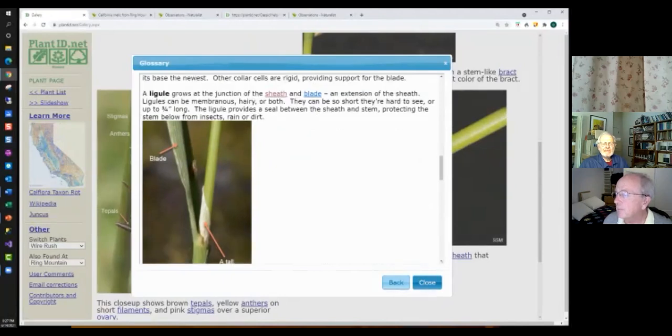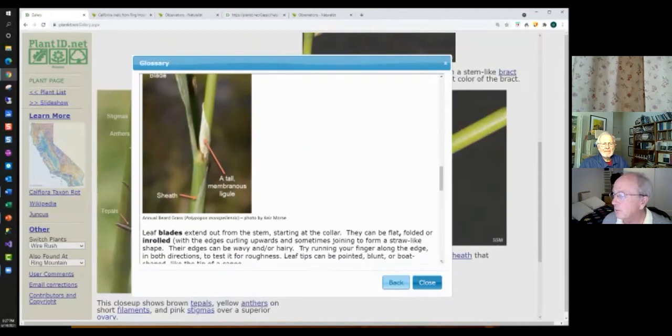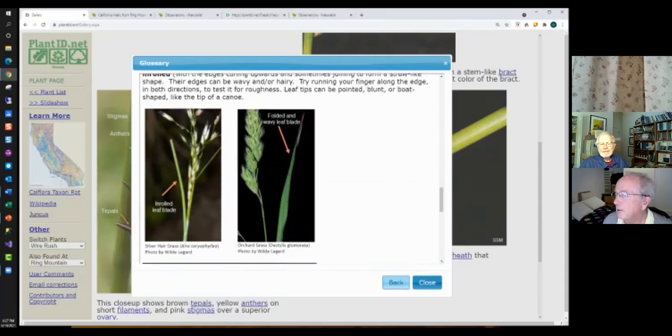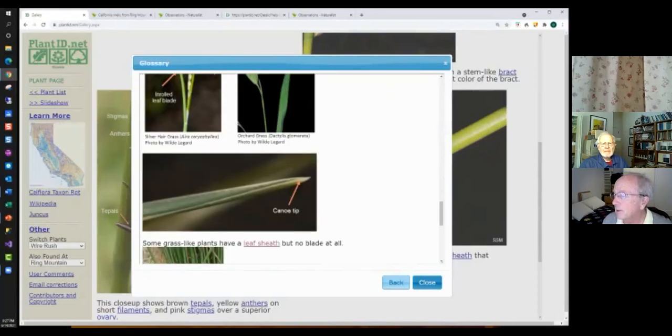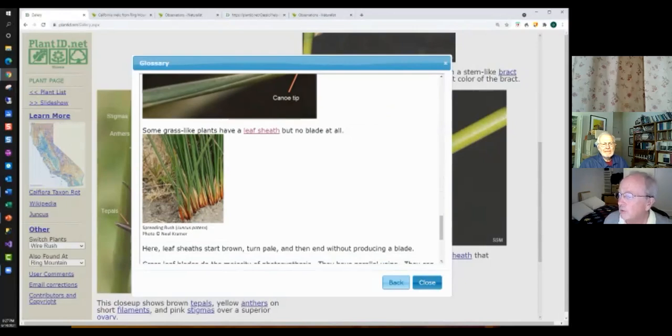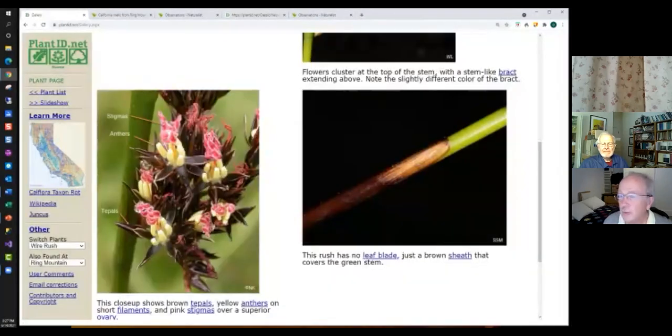Ligules, I'm just going to show you that I'm defining it here. That's a whole other area of interest to people, looking at ligules. And then you have different shapes of grass blades. They can be folded, they can be enrolled, they can have a canoe tip, and so forth. And then we have what we had on the wire rush, which was the sheaths without a leaf blade at all. So there was a side trip about grass leaves.